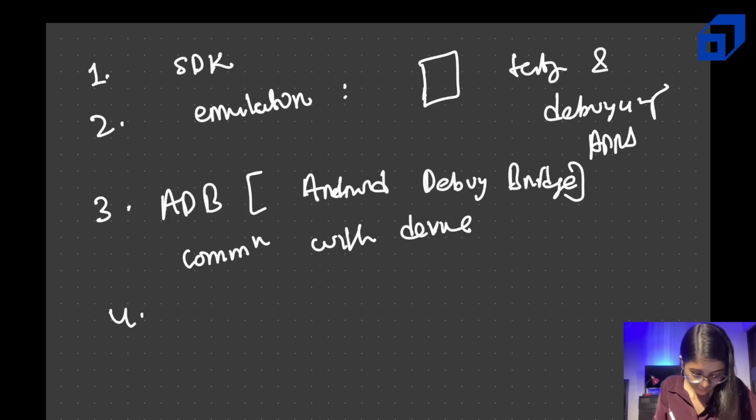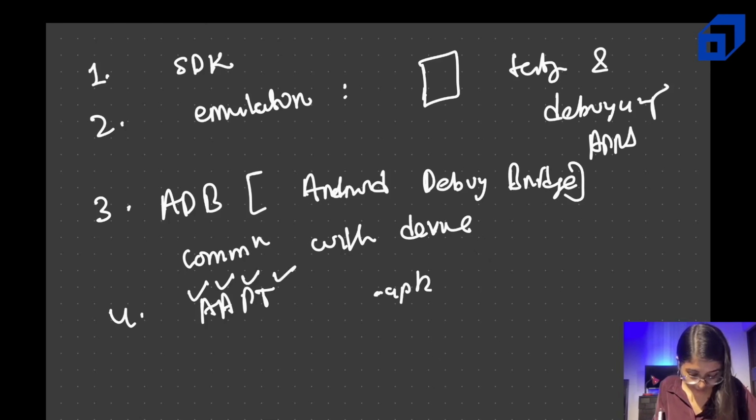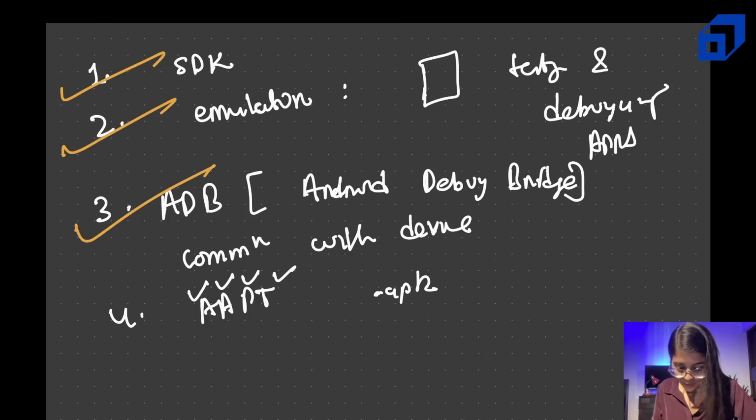And number 4 is AAPT, that is your Android Asset Packaging Tool. It builds the .apk distributable Android package file. So these are the 4 important components: SDK, emulator, ADB, that is your Android Debug Bridge, and AAPT, that is your Android Asset Packaging Tool.